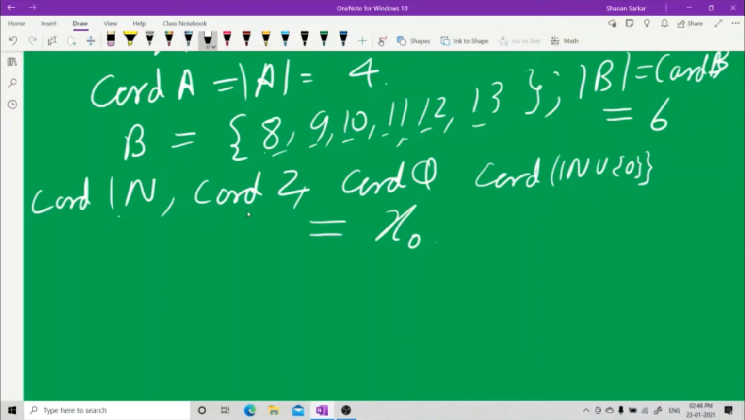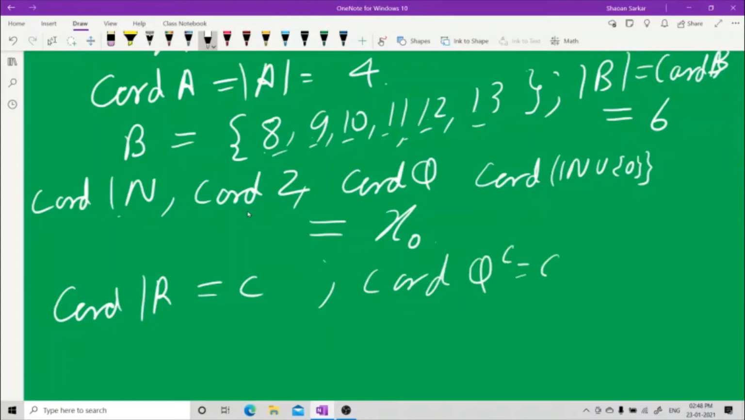Countably infinite. Whereas the cardinality of R, the real numbers, is c. The cardinality of Q^c is also c. This is the first uncountable.